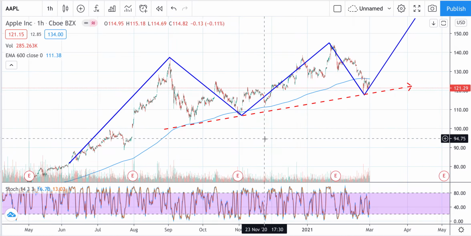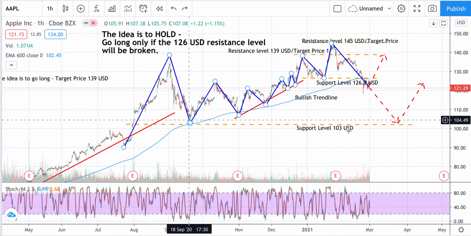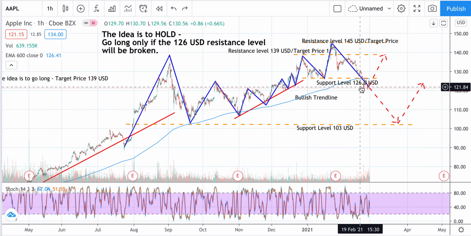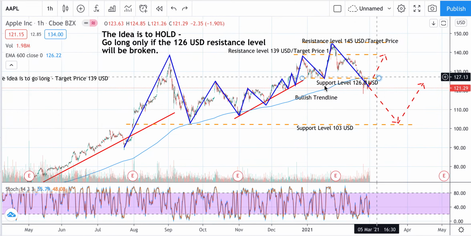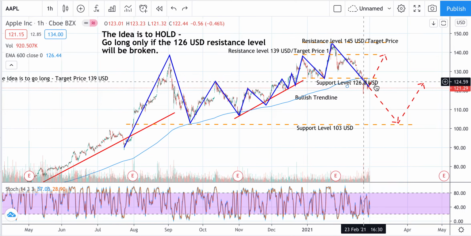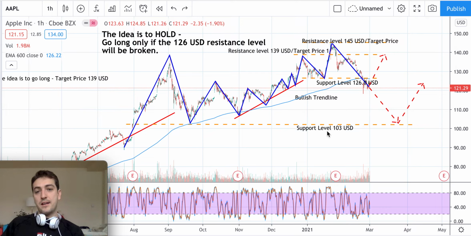So again, before going long we need to wait until the resistance level is broken, as I was showing you before. Here it is. We need to wait until this resistance level of 126 US dollars is broken before going long. This one is also a support because it worked as support, now it's going to work as resistance. Of course, when I say support and resistance, they can be inverted. So in this case, we should see a resistance of 126 US dollars, and we need to break it before going long.